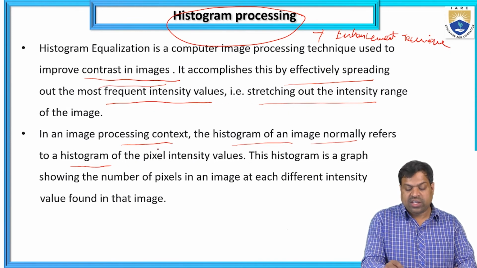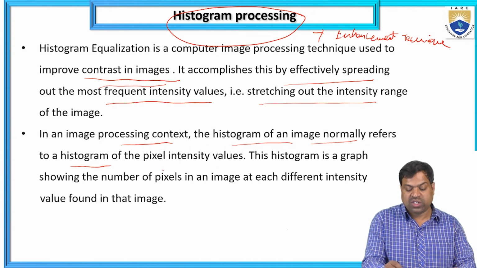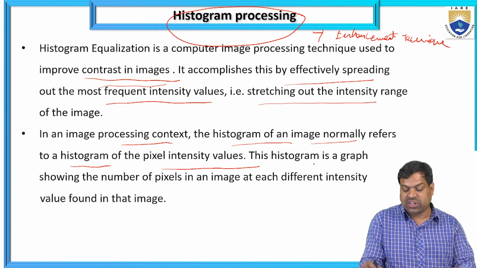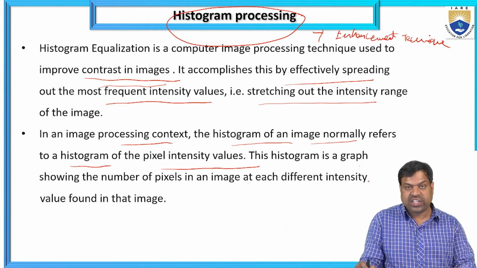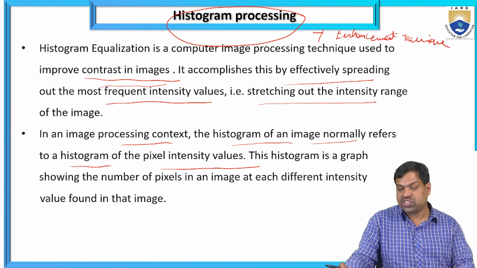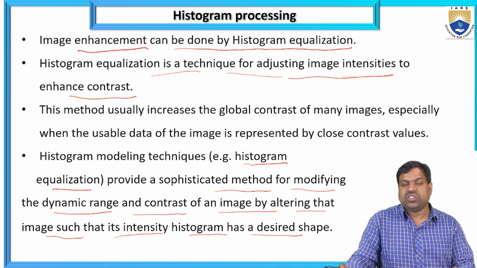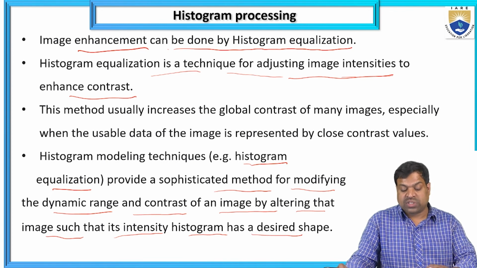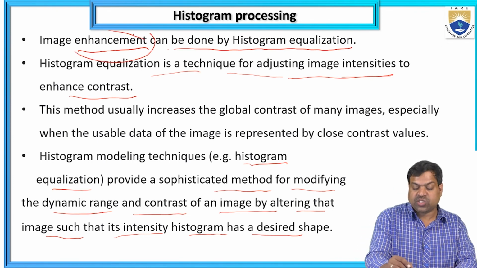In image processing, the histogram of an image normally refers to the histogram of the pixel intensity values. It is a graph showing the number of pixels at each different intensity value found in that image. So if you change the intensity values of the original image, that process is called image enhancement.